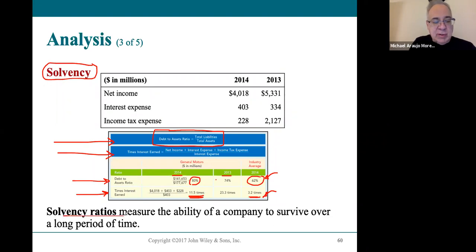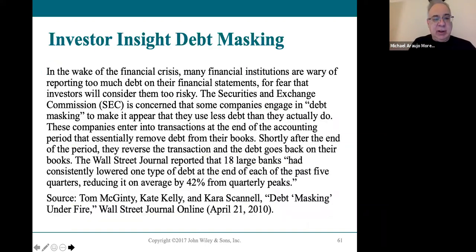So solvency ratios are about long-term debt. Okay. And by the way, this times interest earned, where they have the net income and interest expense and income tax expense, that's why these numbers are given to you here in this box. This is where those numbers came from, this particular box. So they will give you those to calculate. It's not like you're going to have to guess.